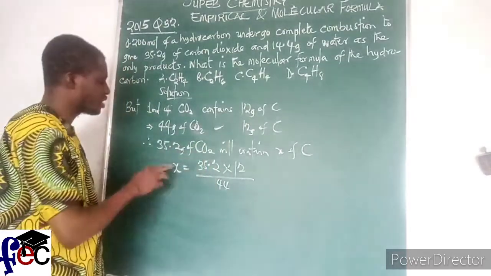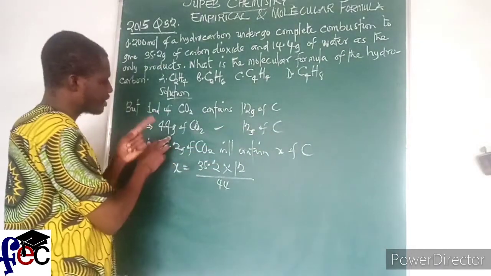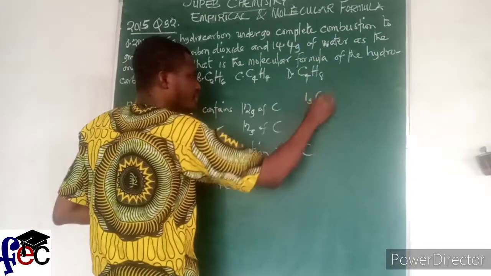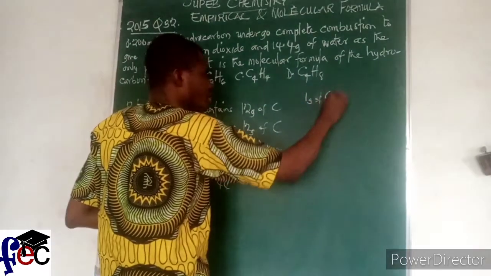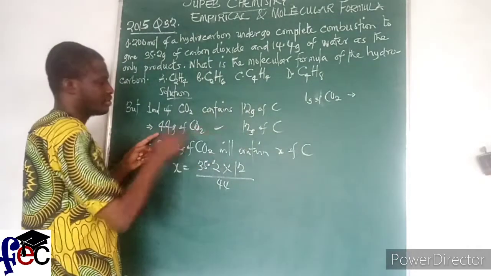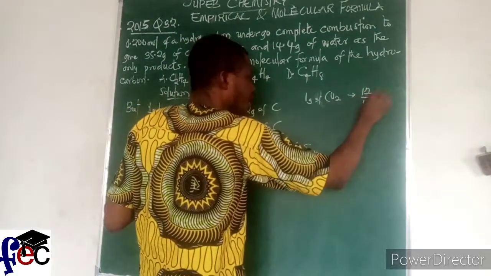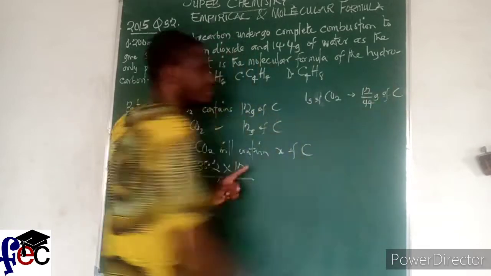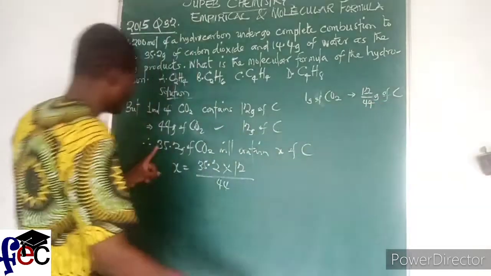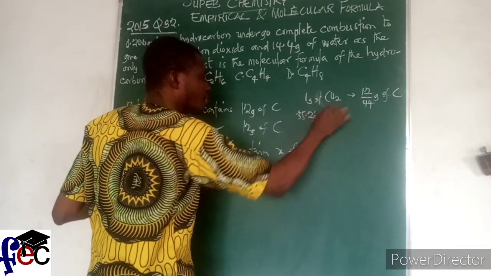One of the things you need to take note of is that 44 grams of this contains 12 grams. So can you get how many? 1 gram of this will now contain how many? You realize that 1 gram of CO2 will contain, it's like dividing both masses by 44. It will contain 12 over 44 grams of carbon. So if 1 gram of CO2 contains 12 over 44 of carbon, what will 35.2 grams of CO2 now contain?